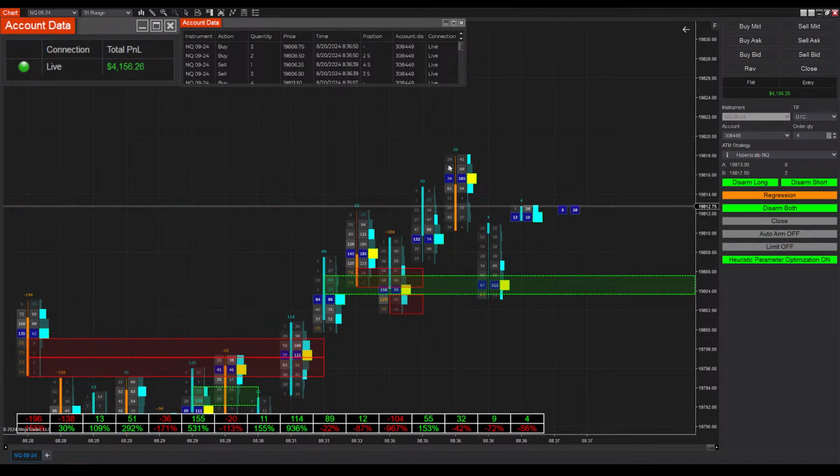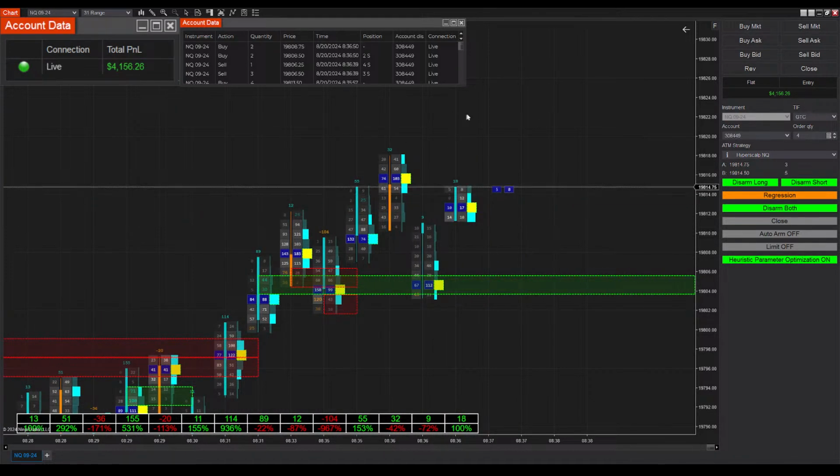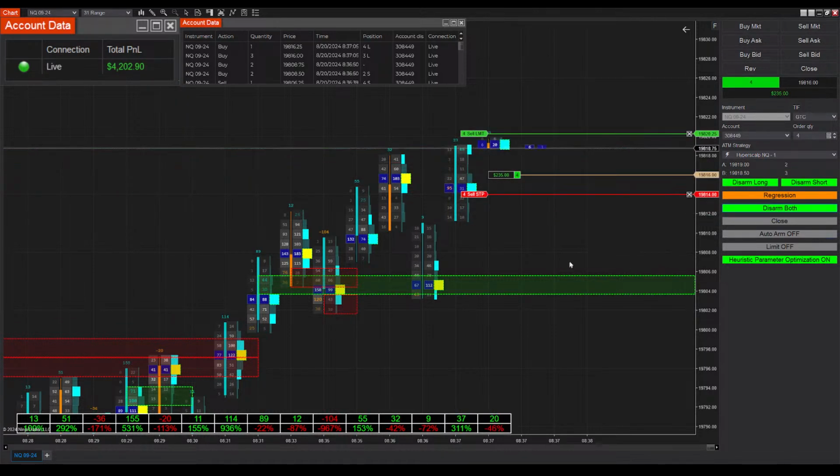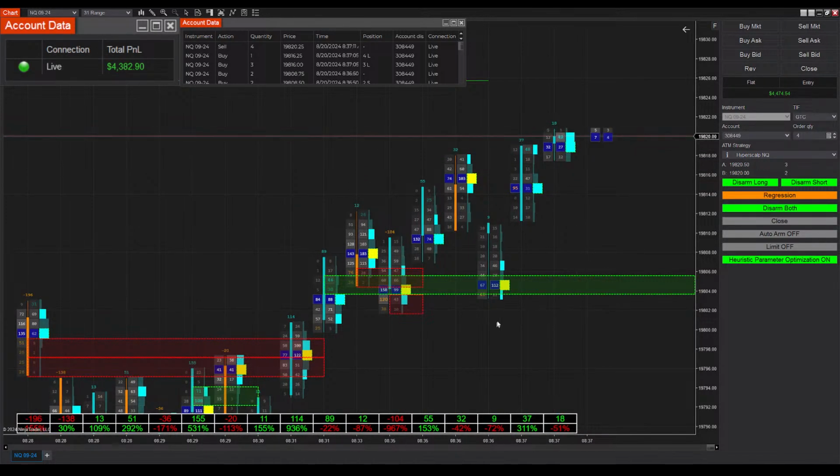Had quite a few losses here. Hopefully this one ends up succeeding. Almost got filled there. We ended up winning it. We're back to 4,500, just about.